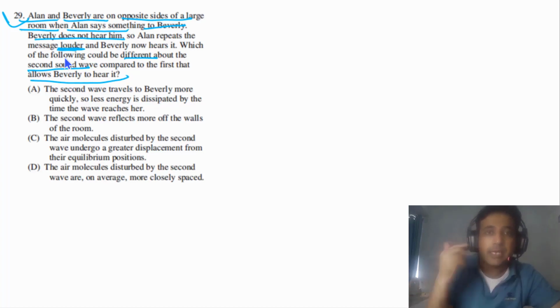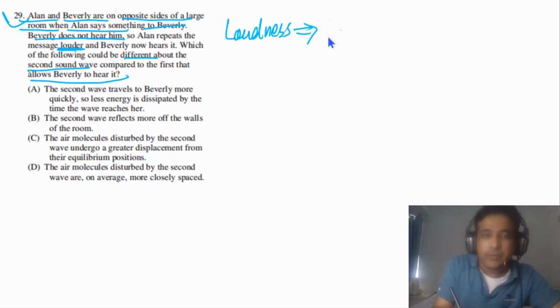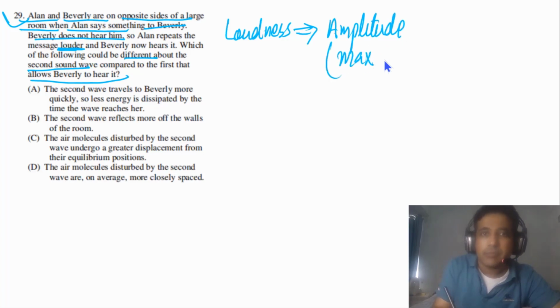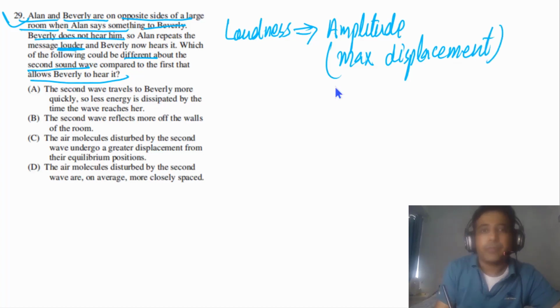As the second sound is louder, we can say loudness is linked with amplitude. If the sound is louder, it means the amplitude of the sound is greater, or we can say the maximum displacement is greater. So the second sound has higher amplitude, or greater displacement. As this is louder, the amplitude of the second sound wave is higher.